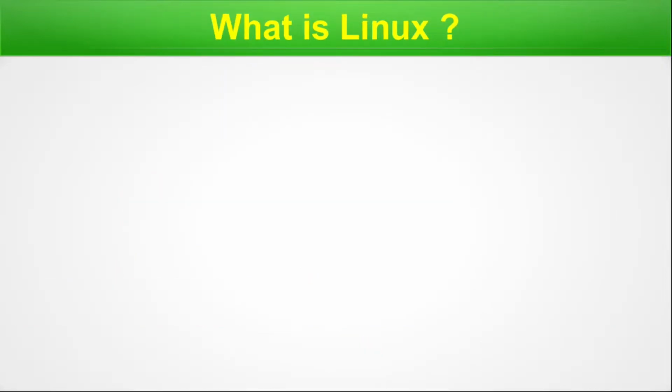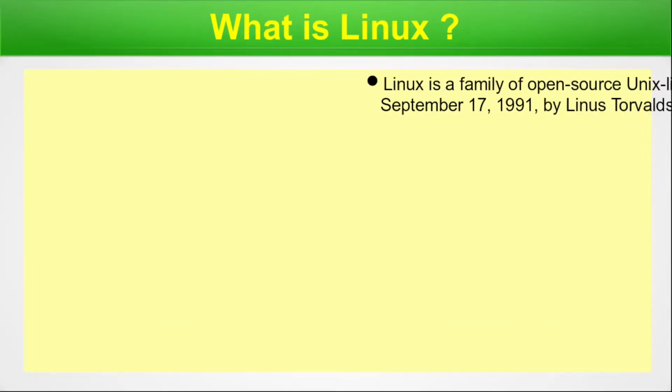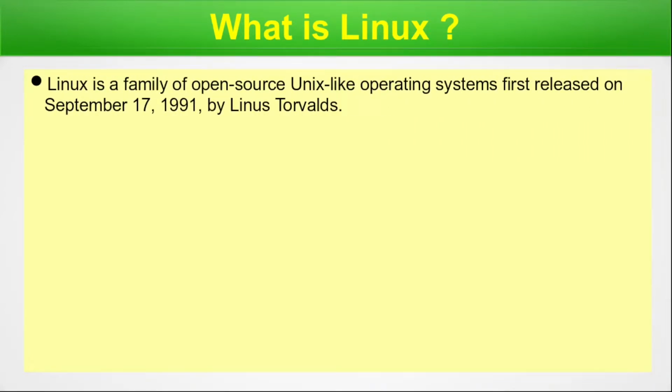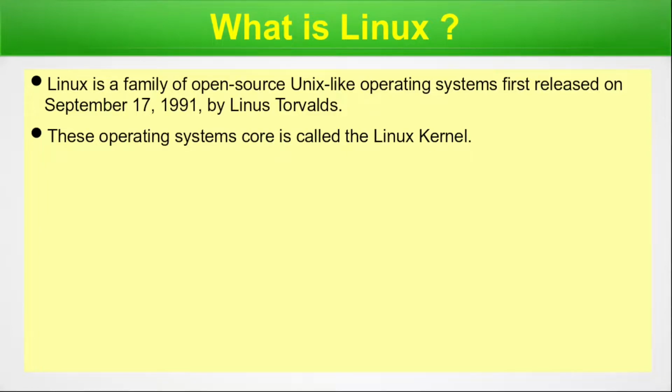Let's move on. What is Linux? That is a good question. Now let us see the answer. Linux is a family of open source Unix-like operating systems first released on September 17, 1991 by Linus Torvalds. This operating system code is called the Linux kernel. So from the name of the creator, the operating system is named Linux. So the core is termed as kernel. Better keep it in your mind. Later on, you will see what a kernel is and how the architecture works.